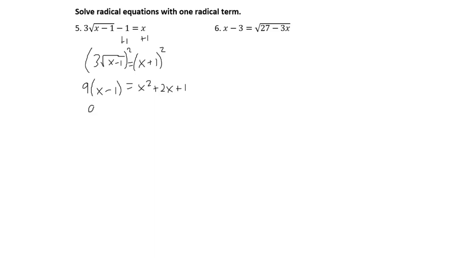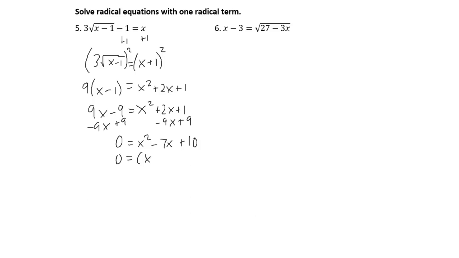Distribute the 9, we get 9x minus 9 equals x squared plus 2x plus 1. It's a quadratic, so 0 out one side. So subtract the 9x, add the 9, and we get 0 equals x squared minus 7x plus 10. So this becomes 0 equals x minus 5, x minus 2. If you don't know where that x minus 5, x minus 2 came from, go and watch my videos on factoring.